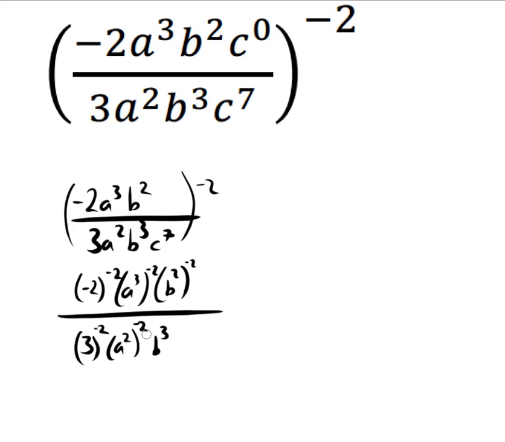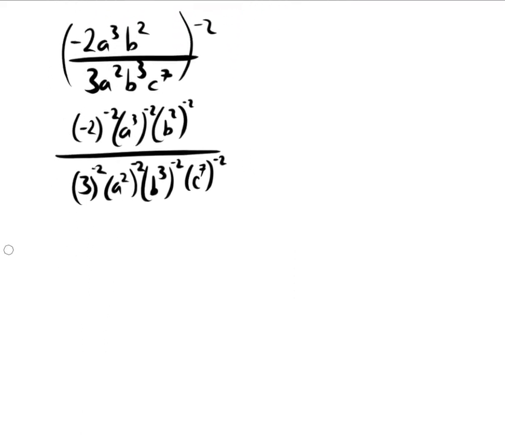b cubed to the negative 2 power, and c to the 7th to the negative 2 power. You have that right there. I've basically done that. Now I just have to actually do the raising to the powers. So I get negative 2 to the negative 2, I'm just going to leave that like that for the moment. I get a cubed to the negative 2, which is a to the negative 6, and I get b to the negative 4th, right?